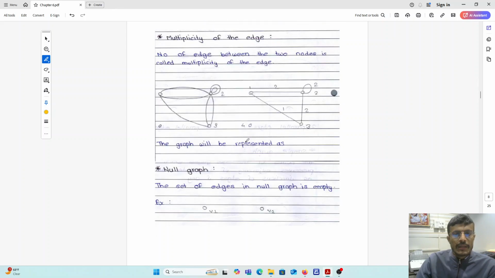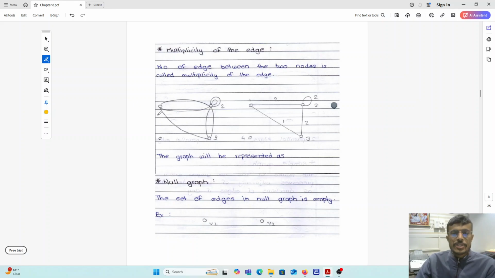Okay. The next one, multiplicity of the edge. So what is meant by multiplicity? If you see here, 1, 2, 3, there are 3 nodes. Between 1 and 2, there are 2 edges. Between 1 and 3, there is 1 edge. Between 2 and 3, there are 2 edges. At 2, there are 2 self loops.